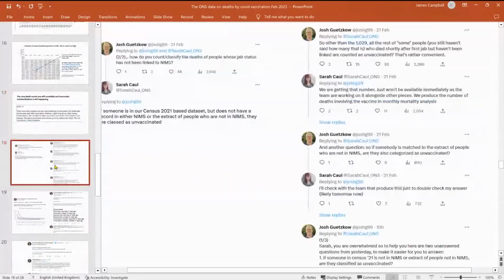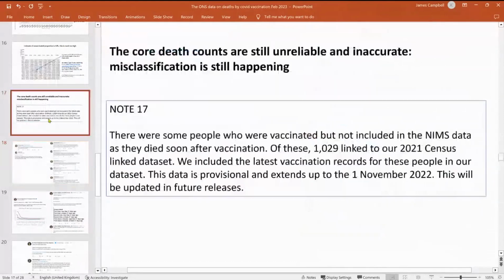This note here, sorry, go back to the previous slide. Yes, that text is taken straight from the note in the ONS spreadsheet. They actually say there are some people vaccinated but not included in NIMS data as they died soon after vaccination, which is what we've always claimed was the case. And then it talks about linking these records, etc.